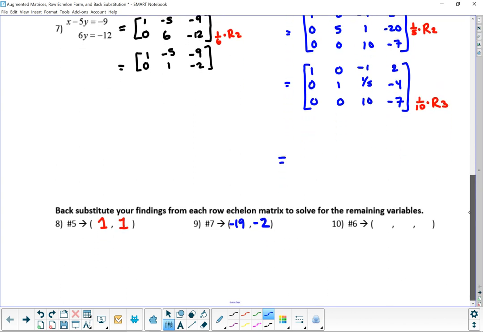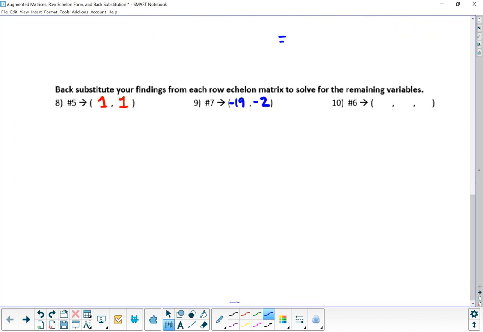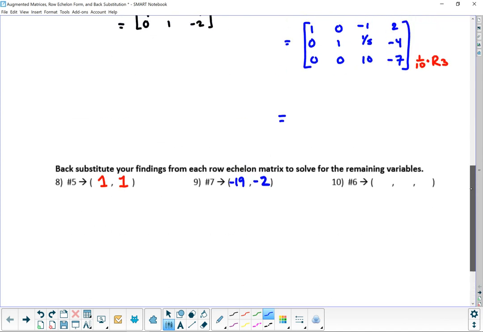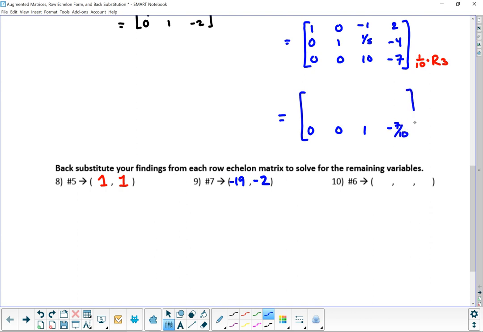So that's going to get me here. Try not to confuse myself. I'm just going to look at one matrix. So row 3 times 1/10. 0 times 1/10 is 0. 0 times 1/10 is 0. 10 times 1/10 is 1. Negative 7 times 1/10 is negative 7/10. Okay, that's the best we got. Can't do anything else with that.